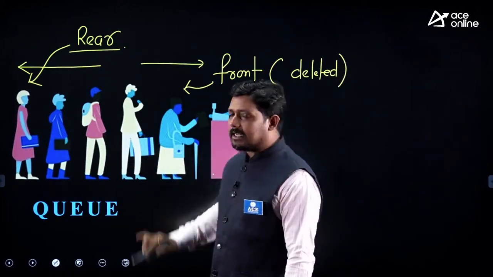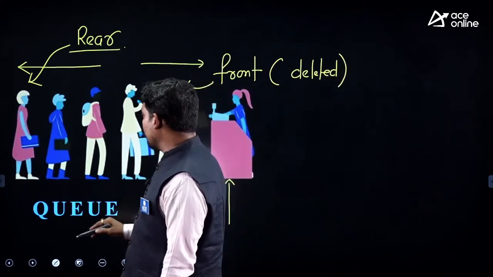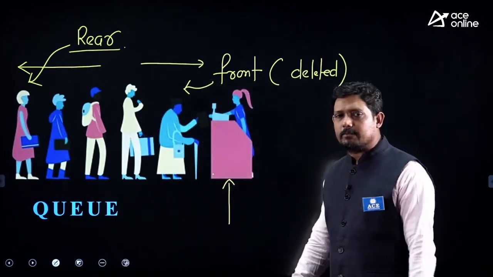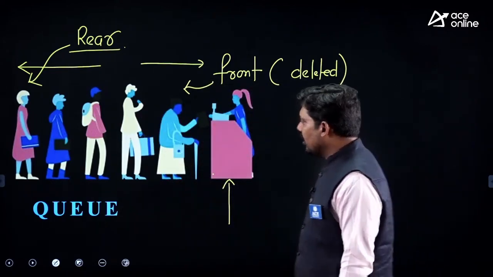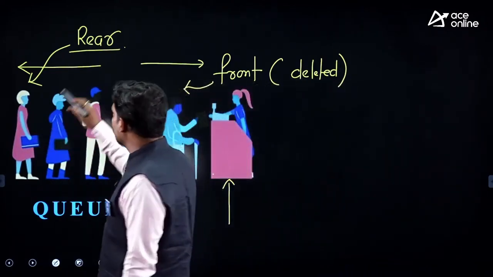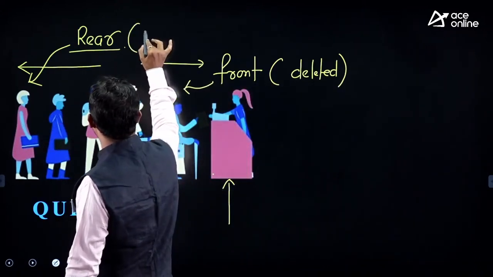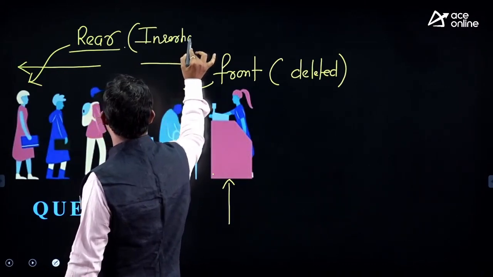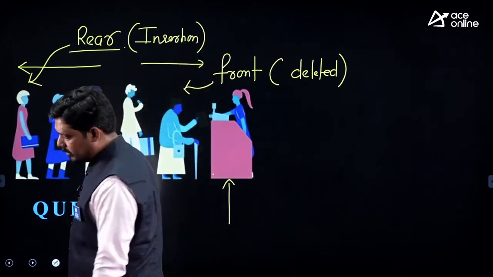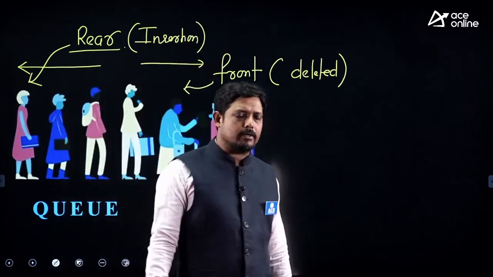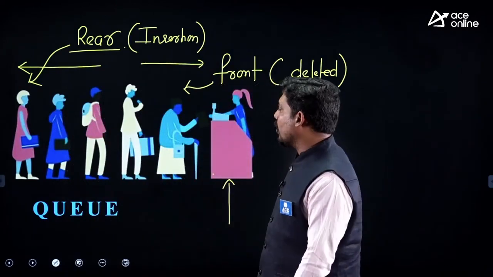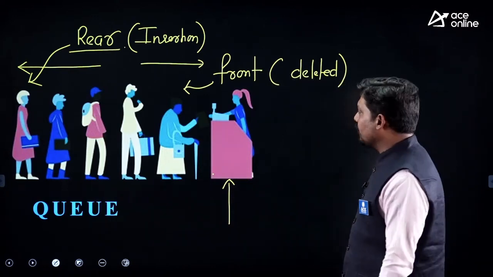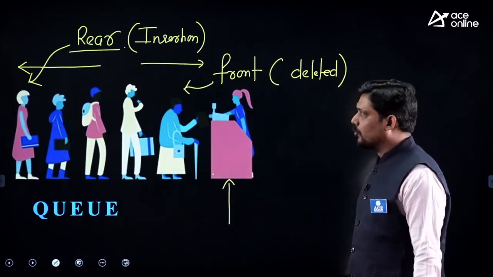And another person comes in. He or she will not sit anywhere, or jump the queue. Always go and stand at the end of the queue. That is basically insertion. So now here in a stack we have only one pointer, the top, but in a queue we have two pointers. One is a front pointer, another one is a rear pointer. So front and rear are maintained for the queue.